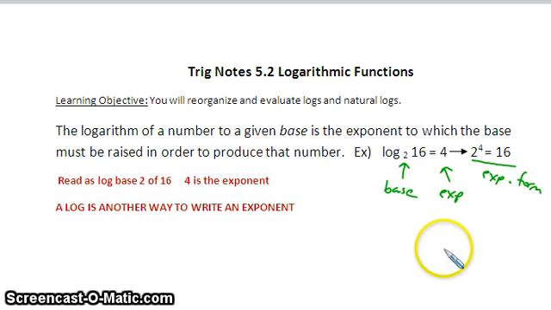We're going to be looking at in this video going back and forth between writing something in exponential form, going to log form, or if you already have it in log form, going to exponential form. And so let's look at some examples of how we would do that.